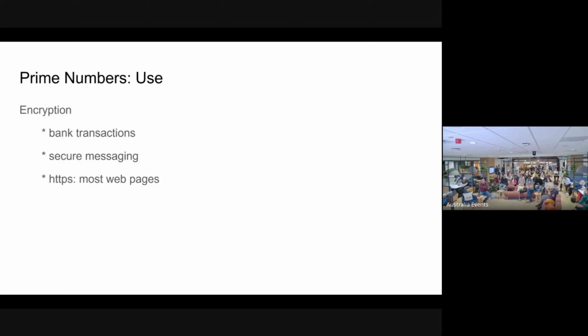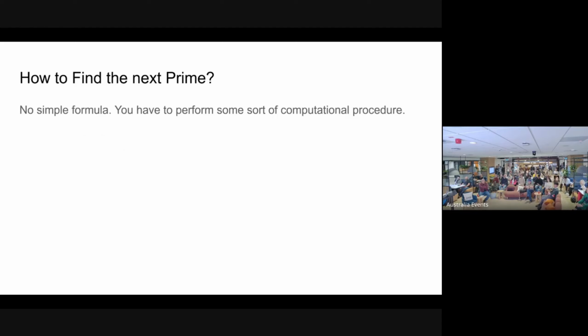What's the point of prime numbers? Currently, they're very useful because they're used in encryption. So you're using prime numbers when banks are doing transactions. If you're doing secure messaging, you're using prime numbers. And most web pages now are HTTPS, which once again uses prime numbers behind the scenes as part of the encryption, using the fact that if you take 2 large prime numbers and multiply them together, if I give you the answer, it's very hard to work out what the 2 prime numbers were.